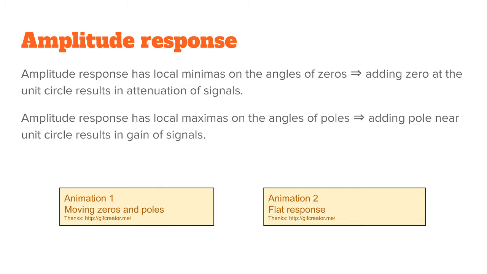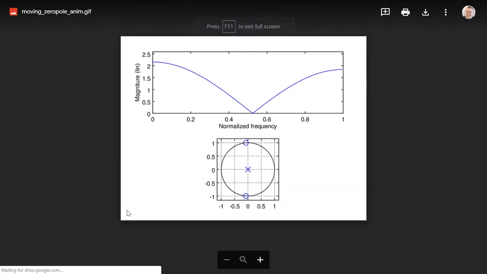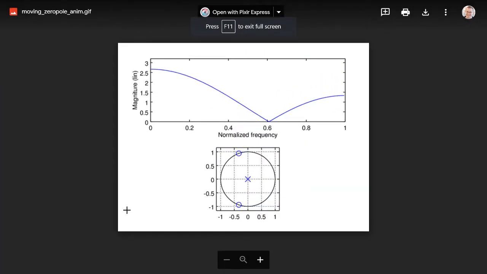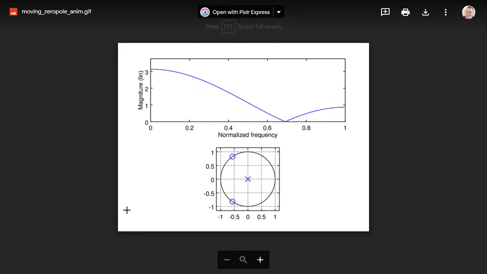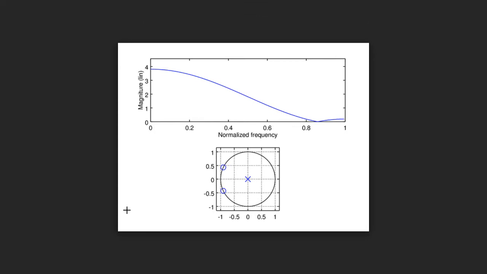I have a couple of animations here again. Let's see how they do. Yeah, this is what happens when you move those zeros on the unit circle. You basically just move the notch angle. So where the highest.